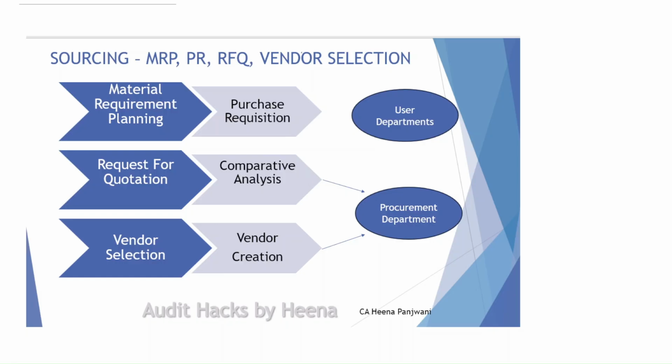This is nothing but material requirement planning. Once they identify materials needed, they will send a purchase requisition to the procurement department. The procurement department will then request for quotations from available suppliers in the market.